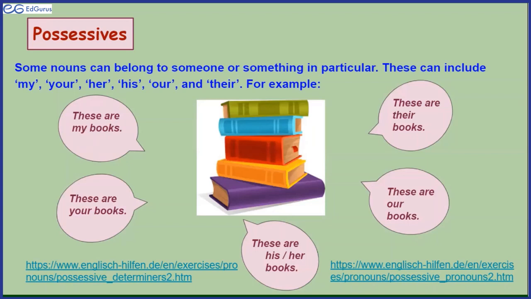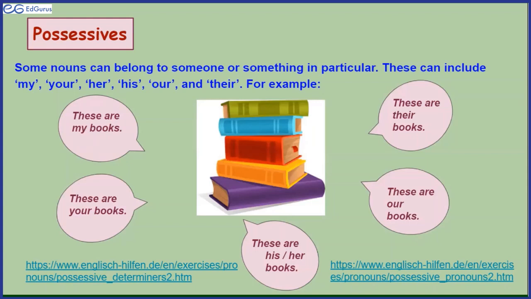And then similarly, you tell your mother, this is your sari. So that yours is belongingness, meaning that the sari belongs to your mother. She is your mother, yours only, nobody else. But do remember that my, your, their, our, his or her are possessive determiners, but yours is not the possessive determiner.